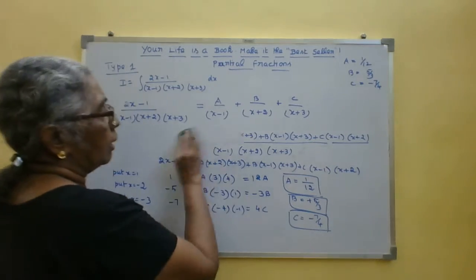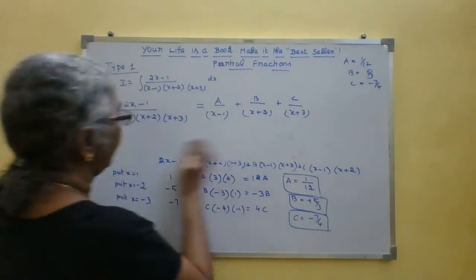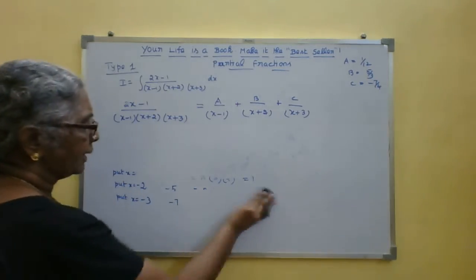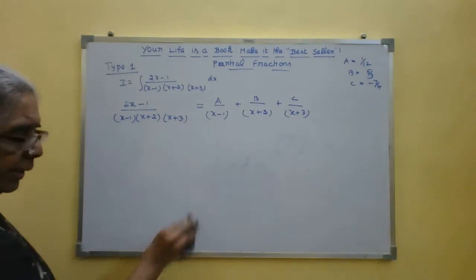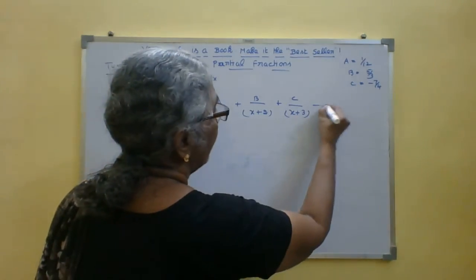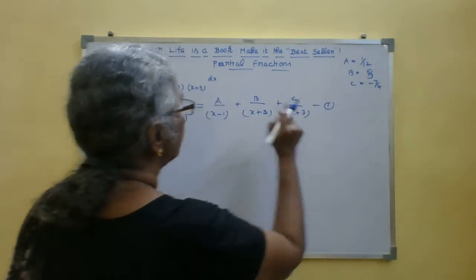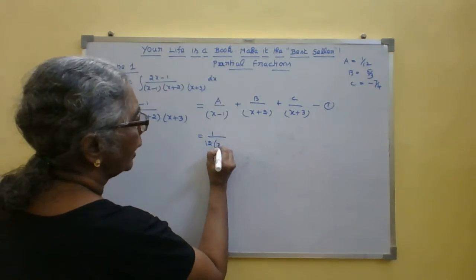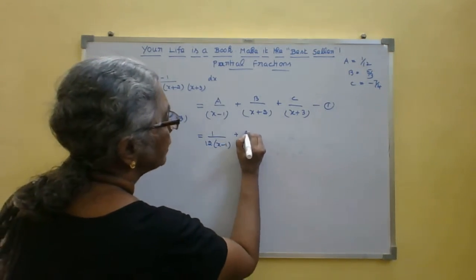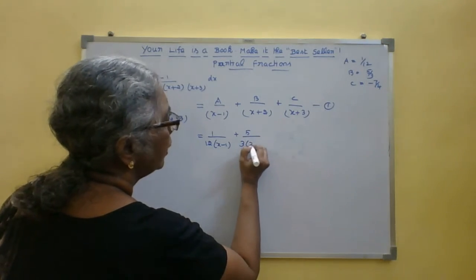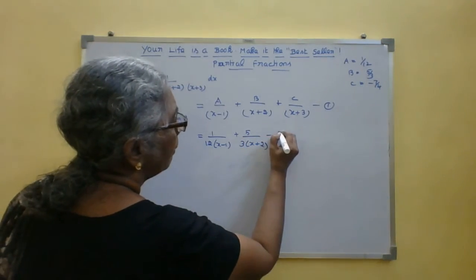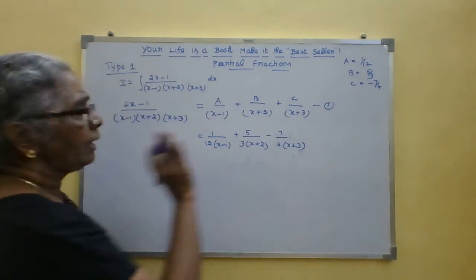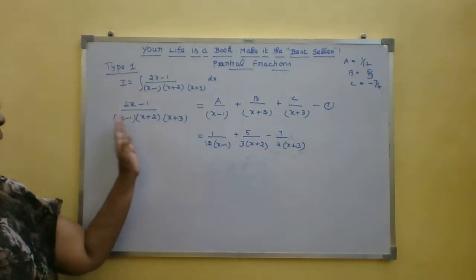Now, first we have equated the integrand, right, a by, b by and c by. In that step, I think I can call that step as 1, and now I will substitute the values of a, b, c here. So, I will be getting 1 by 12 into x minus 1 plus 5 by 3 into x plus 2 minus 7 by 4 into x plus 3. So the 1 becomes like this. Now this is your integrand.